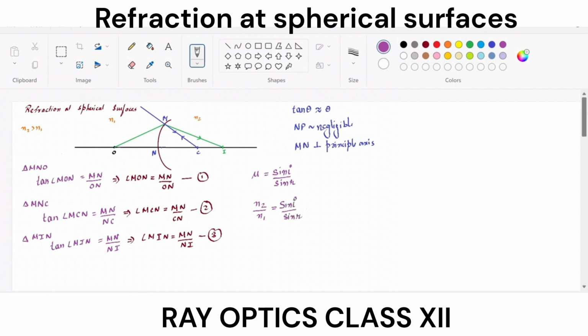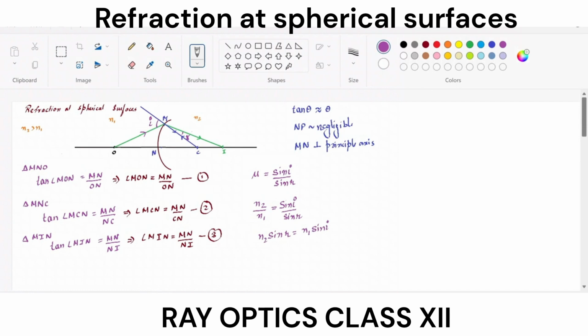So if we cross multiply, it will be n2 sin r equals n1 sin i. Sir, what are i and r? i is the angle of incidence. What is angle of incidence? The angle made by the incident ray with the normal. And what is r? Angle made by the refracted ray with the normal. So this is r in the diagram.